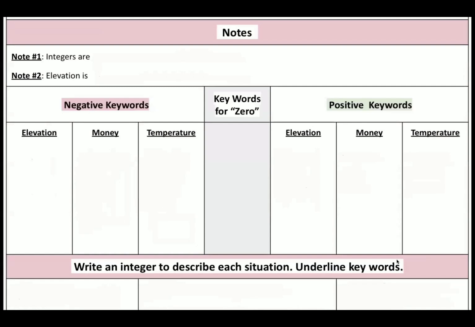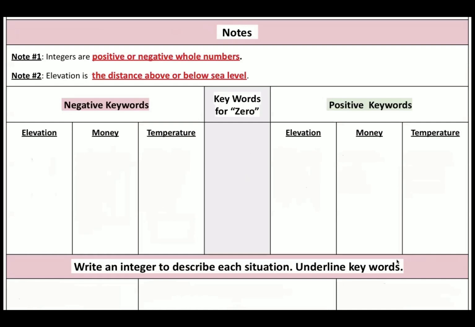Let's get started with some notes. Our first note today, and make sure you're writing with me, is that integers are positive or negative whole numbers. So 6, -8, 12, those are all integers. Now, elevation is the distance above or below sea level. If you're scuba diving, you are below sea level. And if you are hiking a mountain, you're most likely above sea level.